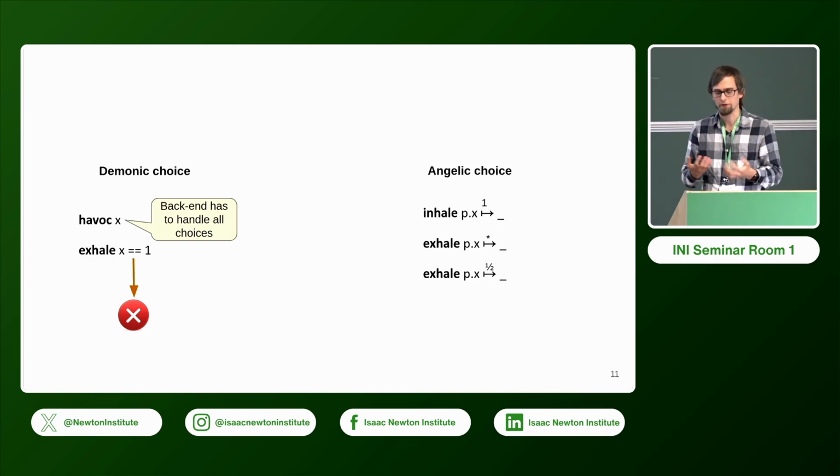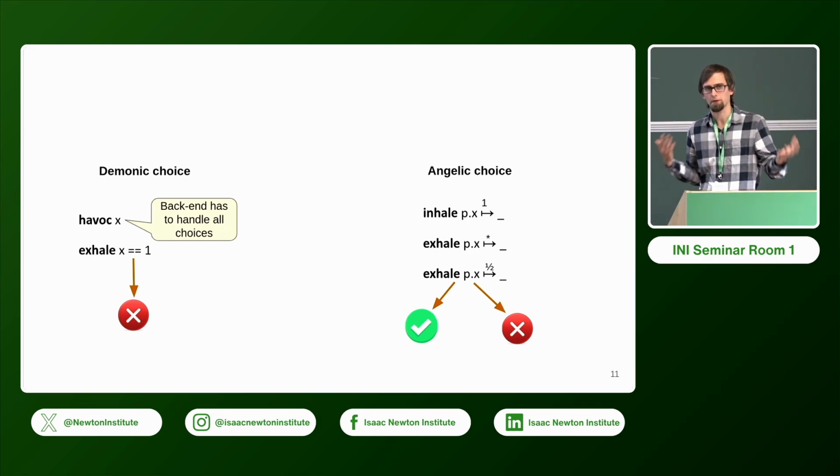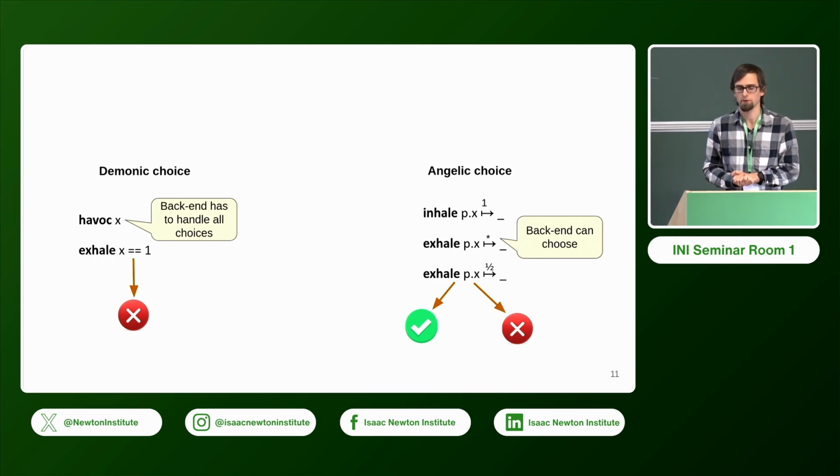In contrast, for angelic choice, for example, for this wildcard example we just saw, here we want to allow both outcomes, as we've seen on the previous slide. And this means we want to use the dual form of non-determinism, angelic non-determinism, which allows the backend to choose the amount of permission to remove on this exhale statement.